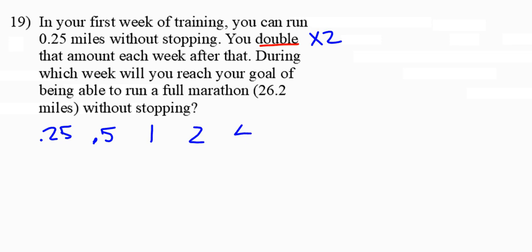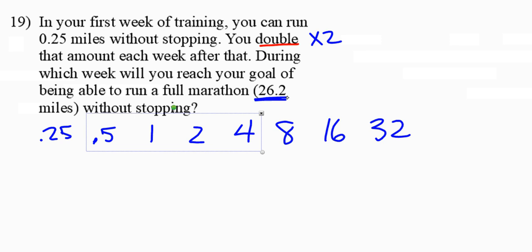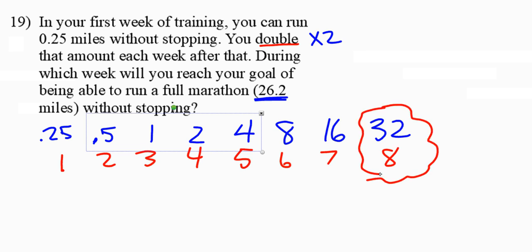2 and 4 and 8, 16, 32. Aha, there we go. Remember, our goal was to get up to 26.2 miles, where we can see 32 is going to get us there. So think about it. That's the first week, second week, third week, fourth week, fifth week, sixth week, seventh week, eighth week. That's where we've met our goal. The answer, after 8 weeks.